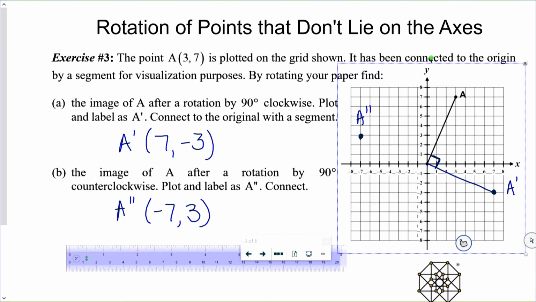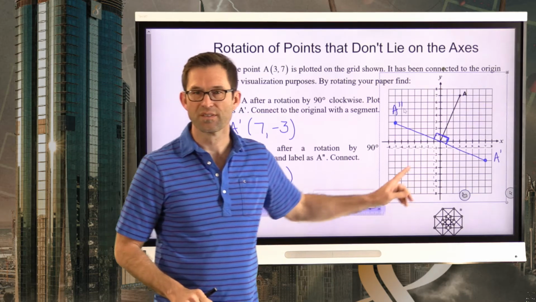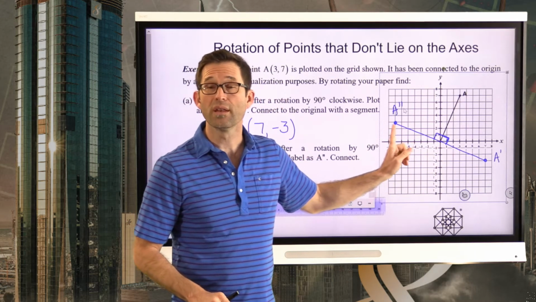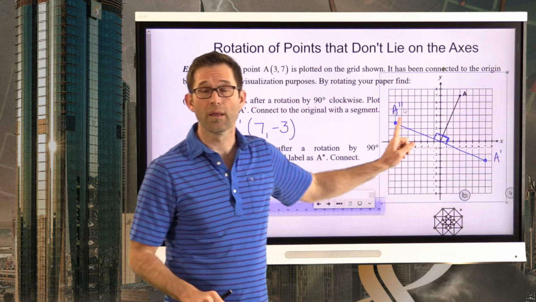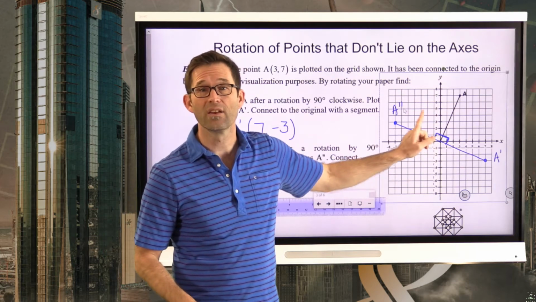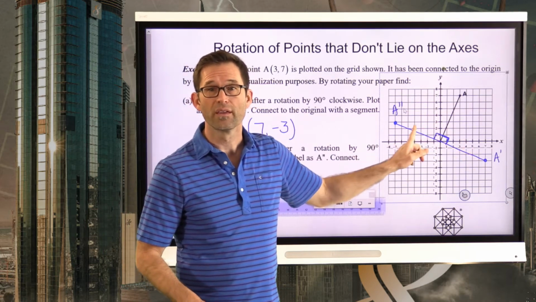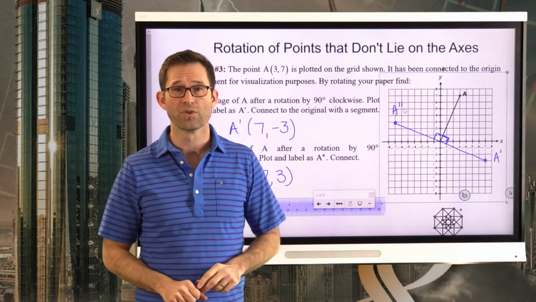There's my A double prime. I can now connect that with the segment. And again, the segments really truly aren't necessary. I just want to see that 90-degree angle. Notice it isn't a coincidence that A prime and A double prime are 180 degrees away from each other, given that these are both 90-degree rotations.